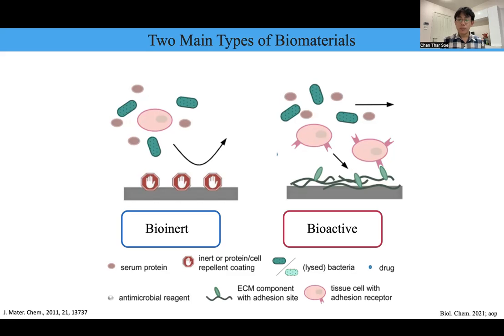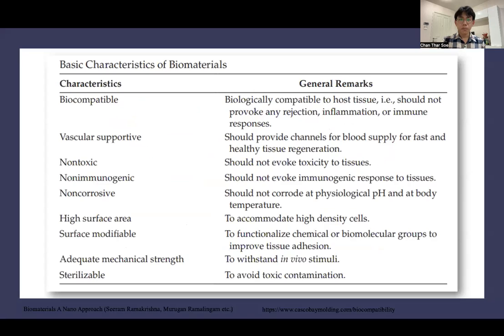But for the bioactive material, the surface of the biomaterial is modified to be able to integrate with the biological system, and to allow other biological substances such as proteins and biological cells to adsorb on its surface. So this is the difference between bioinert material and bioactive material.